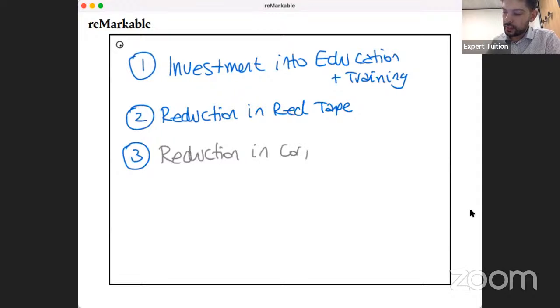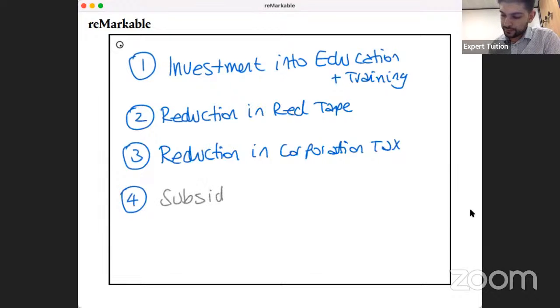Reduction in corporation tax. Basically, if you reduce corporation tax, firms have more profits left over. This means they can invest into new technology, and so on. We'll deal with that as well. Lastly, the last one I want to go through is a very easy one: subsidies.